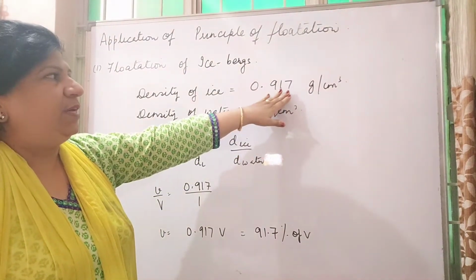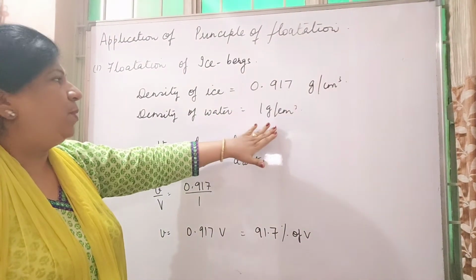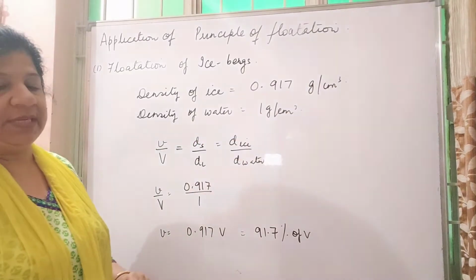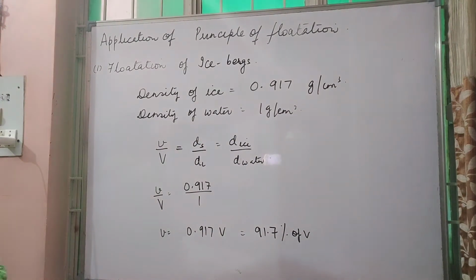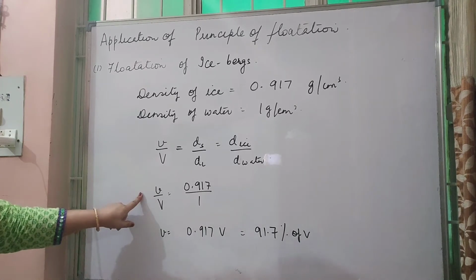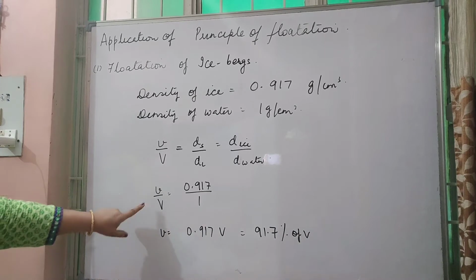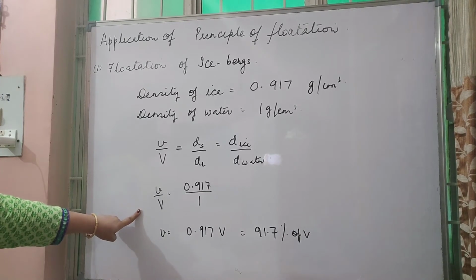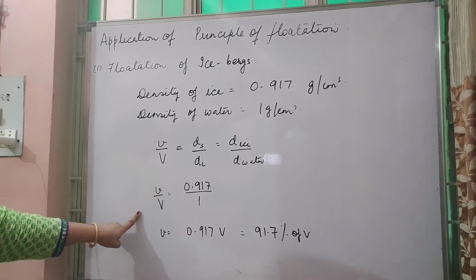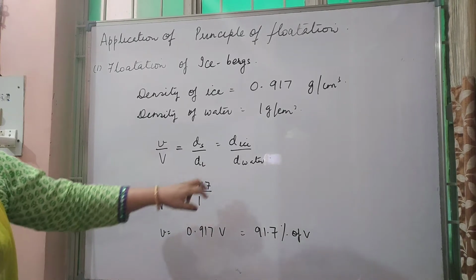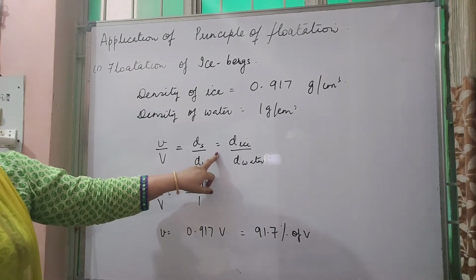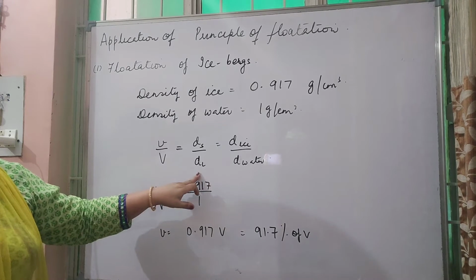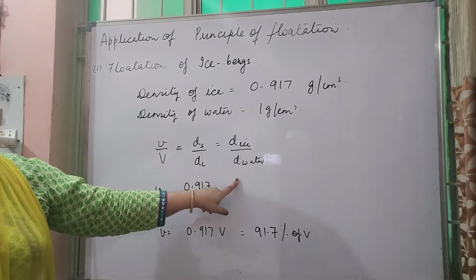Ice is 0.917 gram per centimeter cube. Density of water is 1 gram per centimeter cube. And by the formula which we took out in the last unit, we had the volume of the immersed part of the body upon the total volume of the body, you can refer to the previous video, is equal to the density of the body, that is the solid, and the density of the liquid. Here the solid is ice and the liquid is water.